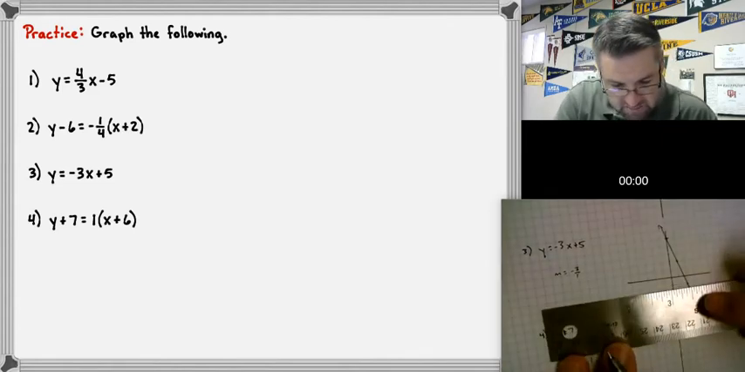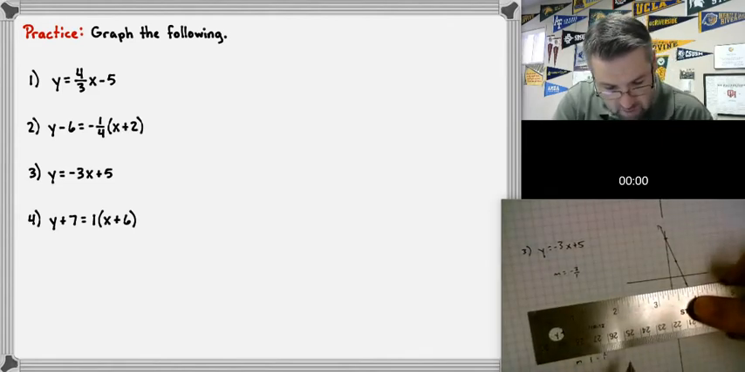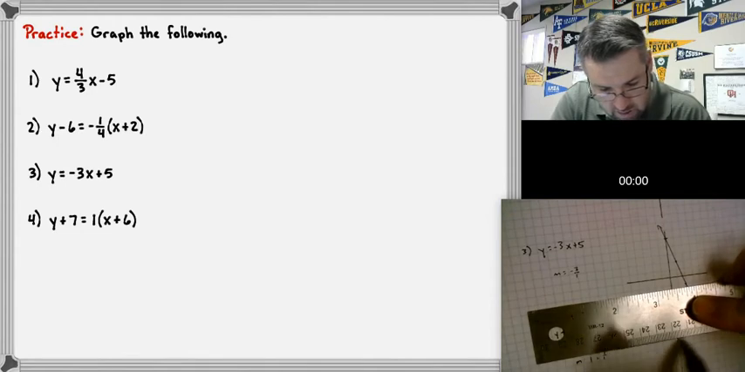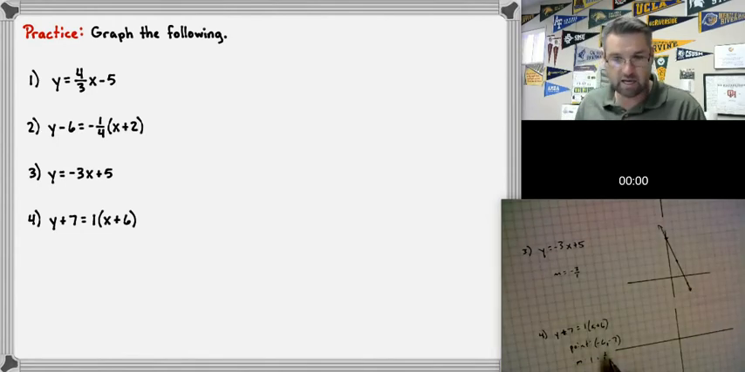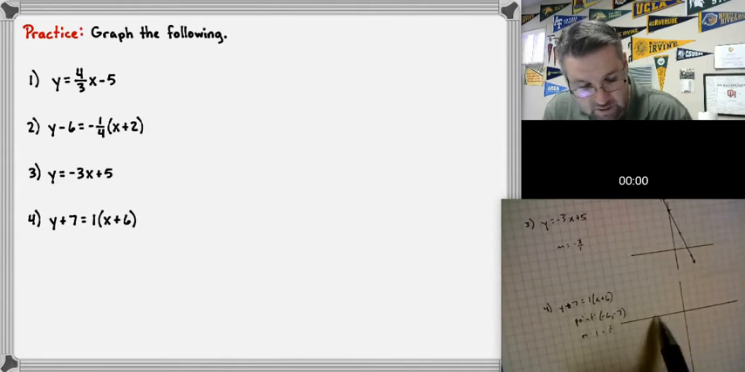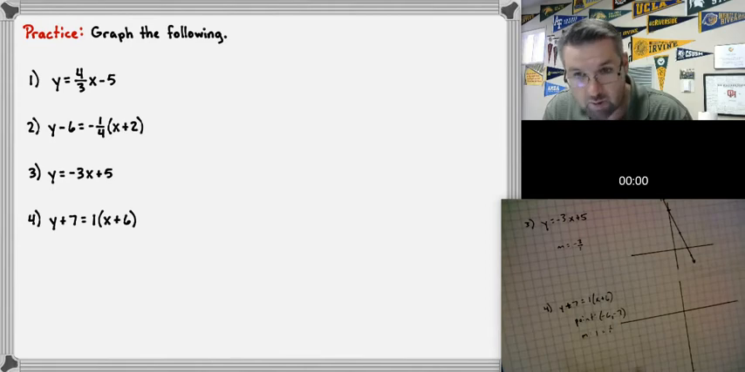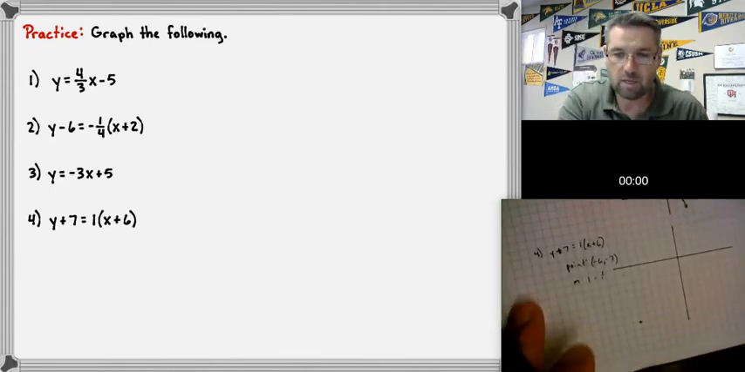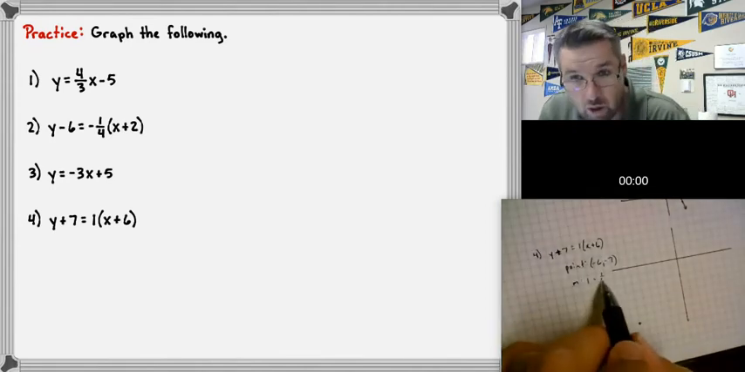Negative 6, negative 7. Now, my graph is going to look a little different here because I got to go back 6 and back 7, so I want to leave some room over here. Back 6, 2, 4, 6, and down 7, 2, 4, 6, 7. So I'll put my point there. And then from there, I'm going to follow my slope of 1 over 1.